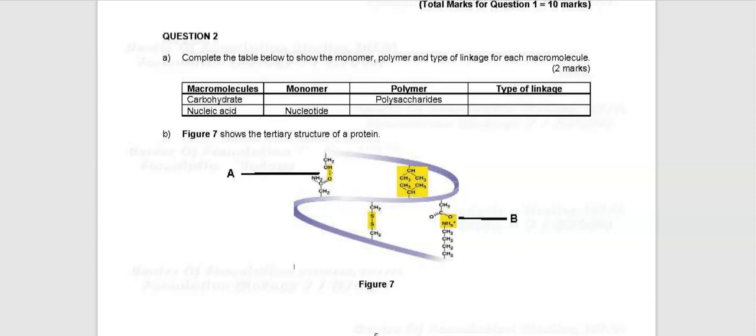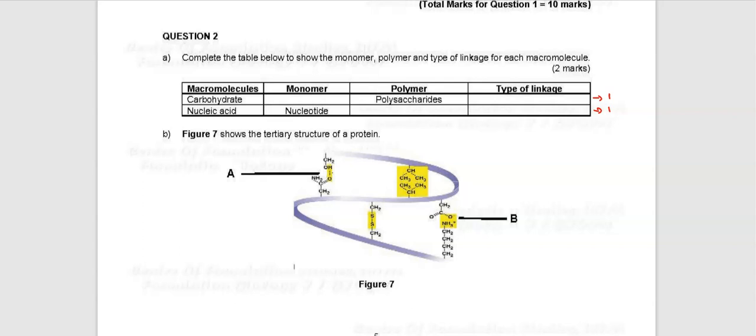Question 2. Complete the table below to show the monomer, polymer, and type of linkage for each macromolecule. This question is worth 2 marks, so for every correct answer in each row, the mark will be 1 mark. For the macromolecule carbohydrates, obviously the answer would be monosaccharide. Monosaccharides, or if you want to give specific monosaccharides such as glucose, it can be accepted.